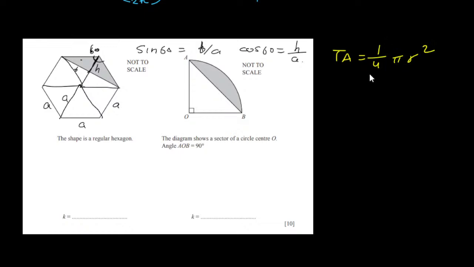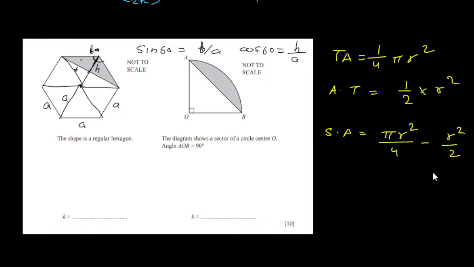Area of triangle: it is half into base, and the base is r only, so half r square. The shaded area is the total area, which is pi r square divided by 4, minus r square divided by 2. This is the shaded area.